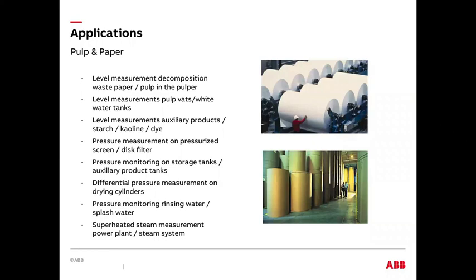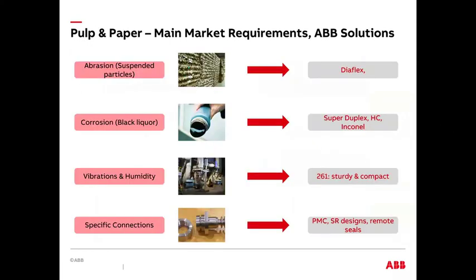Here's some examples of what ABB does. If you have abrasion, suspended particles for pulp and paper, you can use Diaflex. If there's corrosion, you can use Super Diaflex, or the Inconel. You can use it for vibration and humidity. We have the 261 product that is sturdy, compact, and can withstand all of that. If you have specific connections, we can use a remote seal or design what you need for the product.